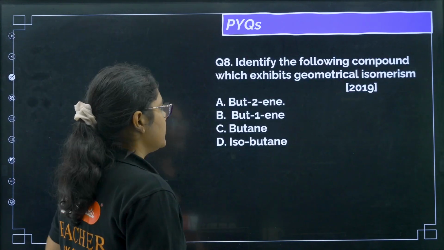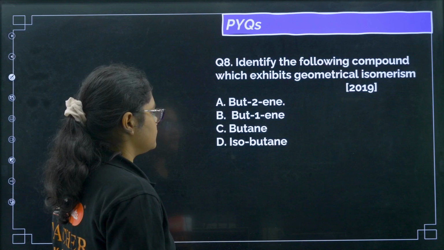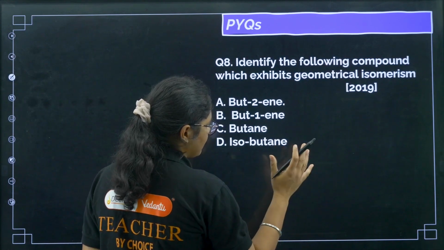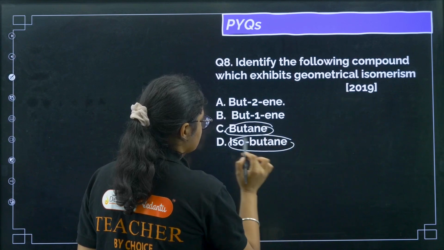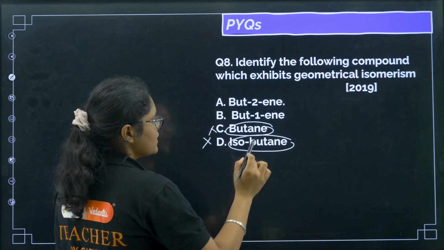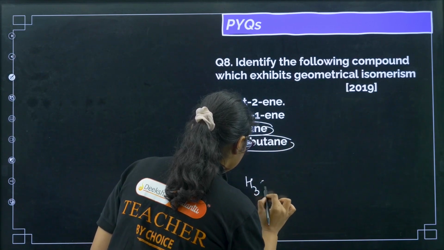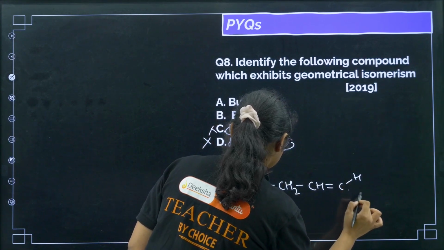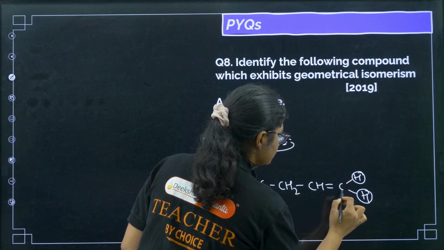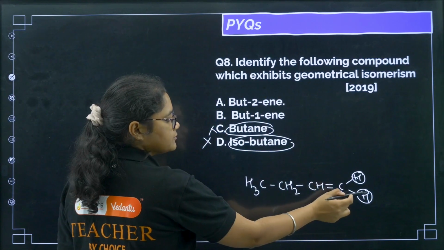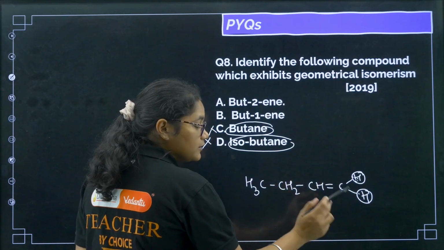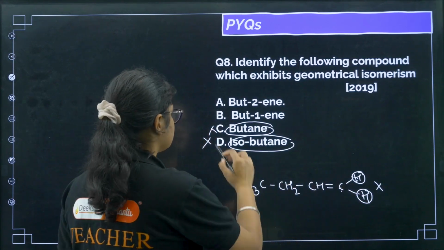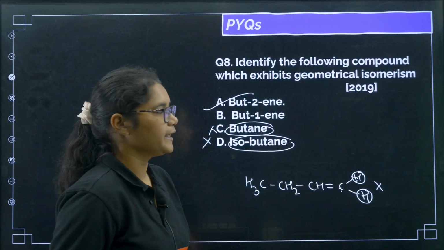Next, identify the following compound which exhibits geometrical isomerism. Yes, geometrical isomerism, you should remember, happens in alkenes. So here it is an alkane, here also an alkane. We can eliminate these two. Now but-1-ene, if I draw it, right? This is but-1-ene and both the groups of this carbon are the same, right? Both the groups attached to this carbon are the same, so that is why this one will not show geometrical isomerism. The correct answer is option number A.